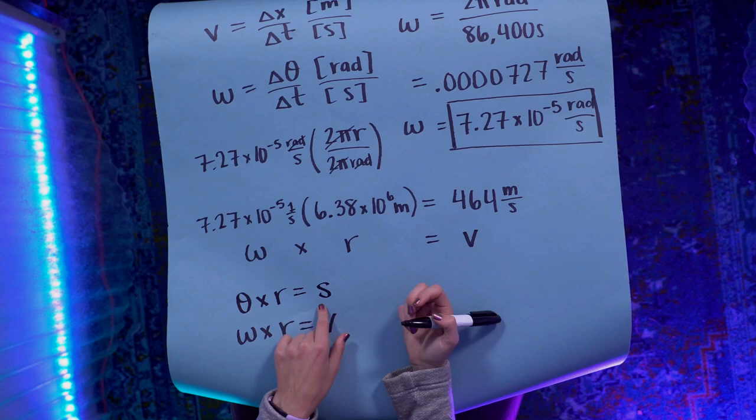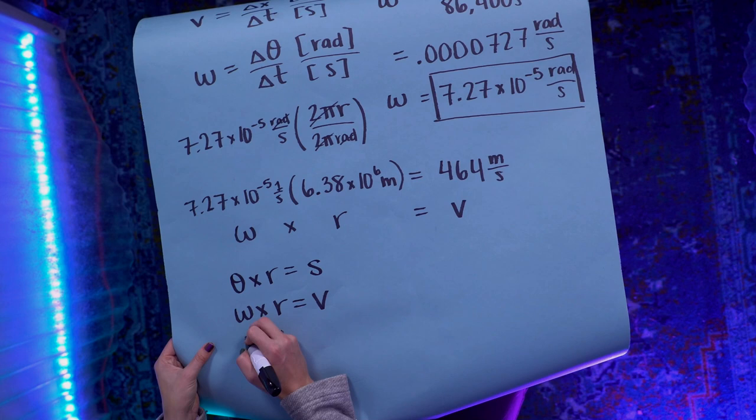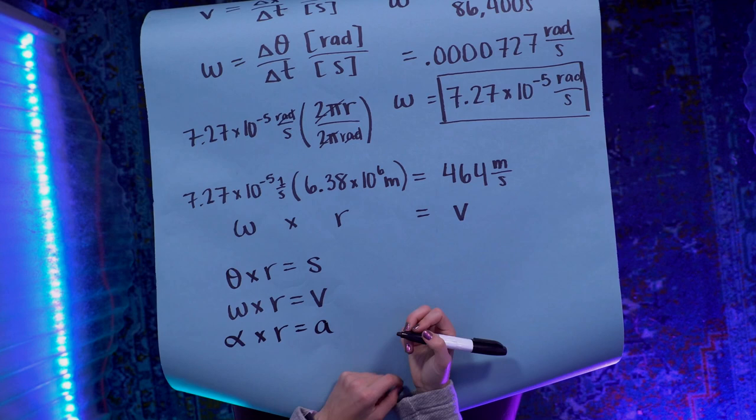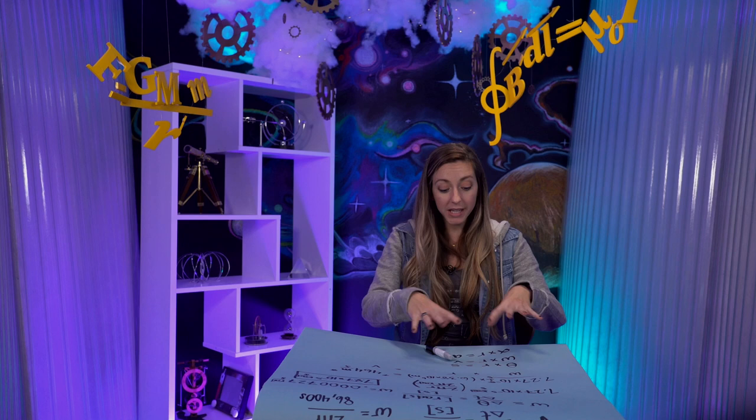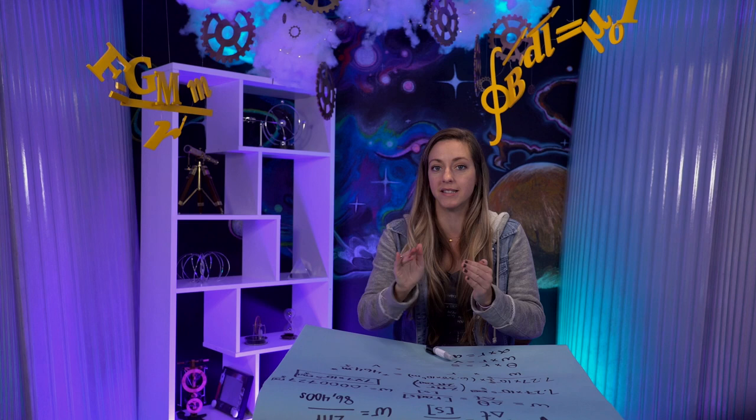And then the analog for acceleration is our angular acceleration, alpha, and that times r gives you your linear acceleration. So same relationship for displacement, velocity, and acceleration: angle, angular velocity, and angular acceleration. And we're done with our first problem. This relationship that we figured out in this problem between linear and rotational motion can make rotational motion a lot easier to understand. So let's use these relationships for more problems.